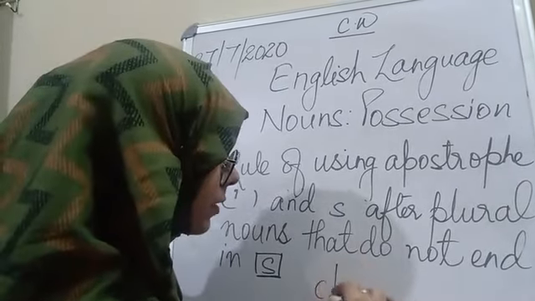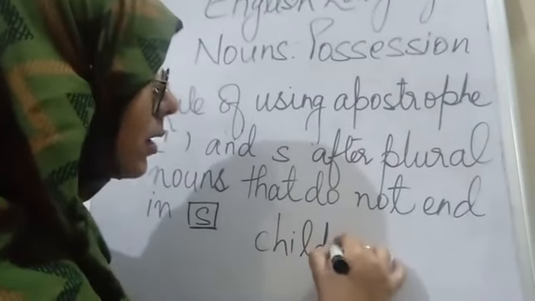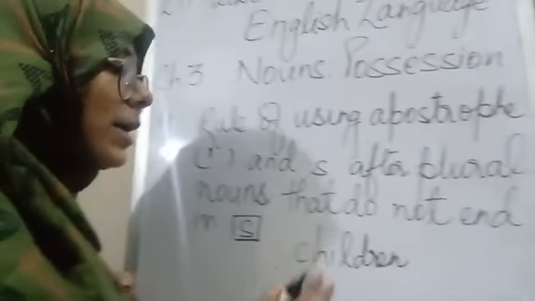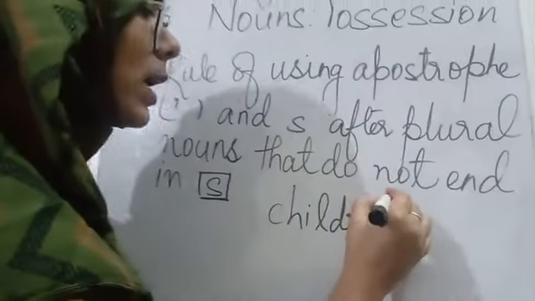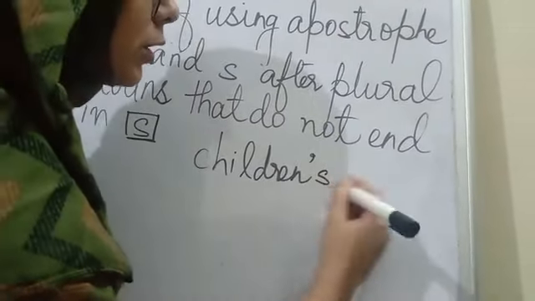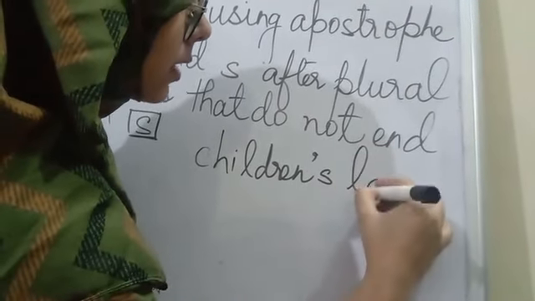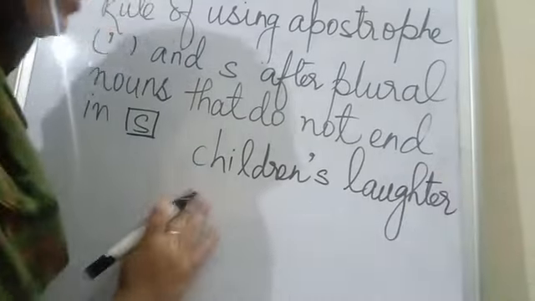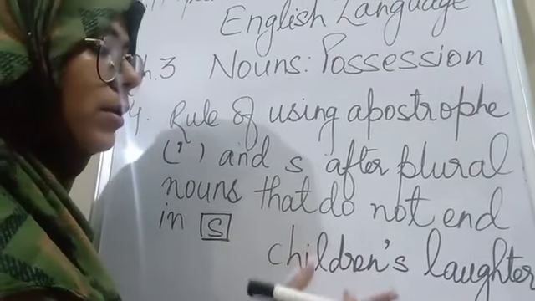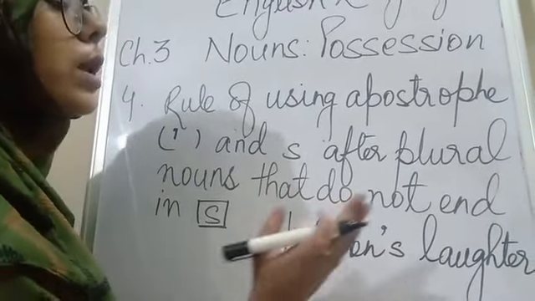Like children. Children is a plural noun and it does not end with an S. So what will we do? We will add an apostrophe S. Children's laughter. Children's laughter. Children is a plural noun. It does not end with the S. So we will write apostrophe and S.